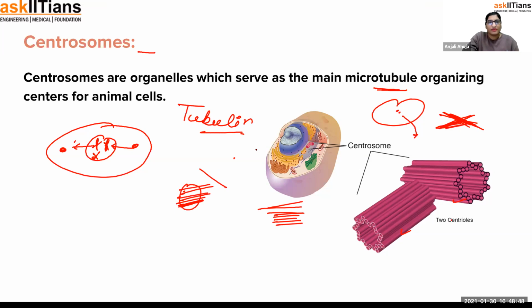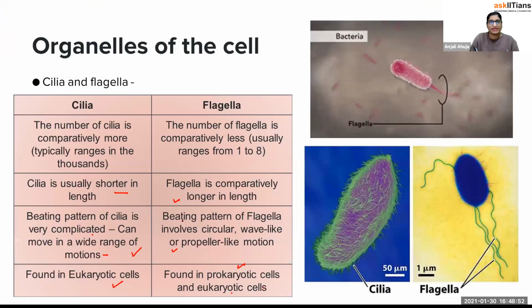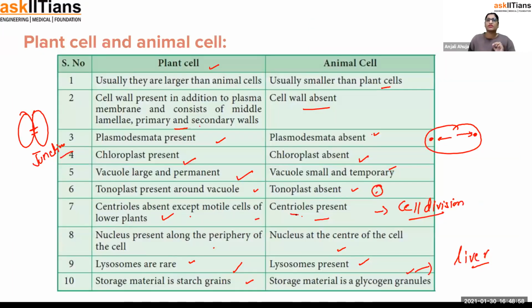Now I'll come back to the plant and animal cell difference. Centriole is absent in plant cells except motile cells of lower plants, and present in animal cells, where proper cell division happens. But in plant cells, centrioles as such are not there, but microtubules are there that help in cell division. I hope that's clear to you. Let's move further.